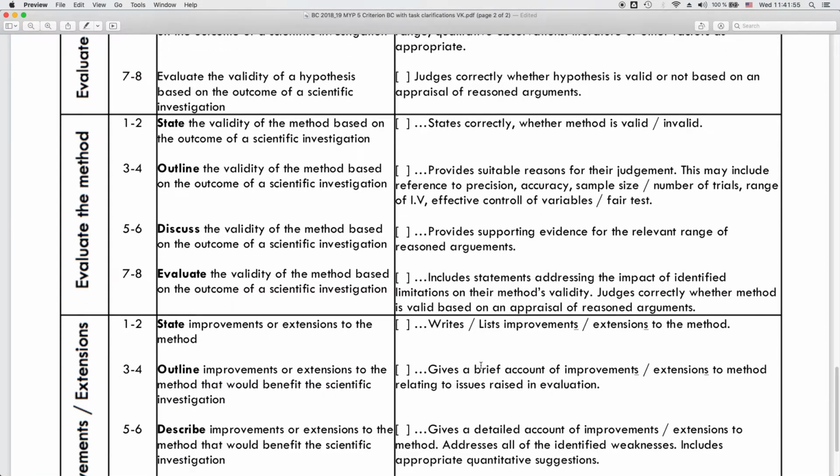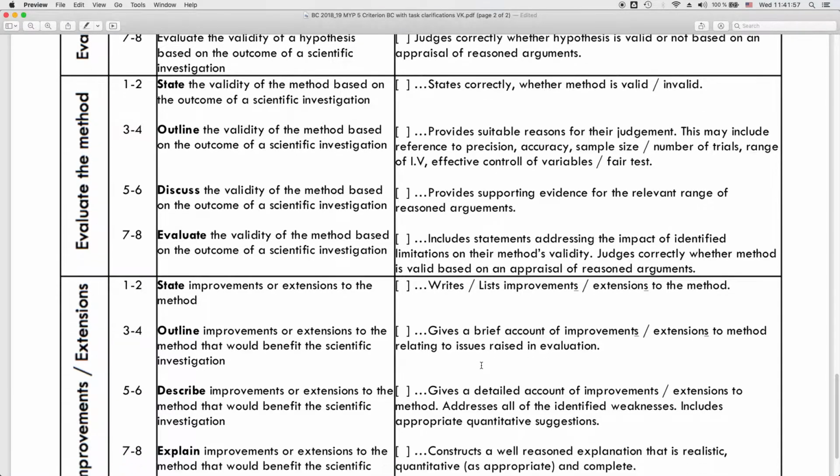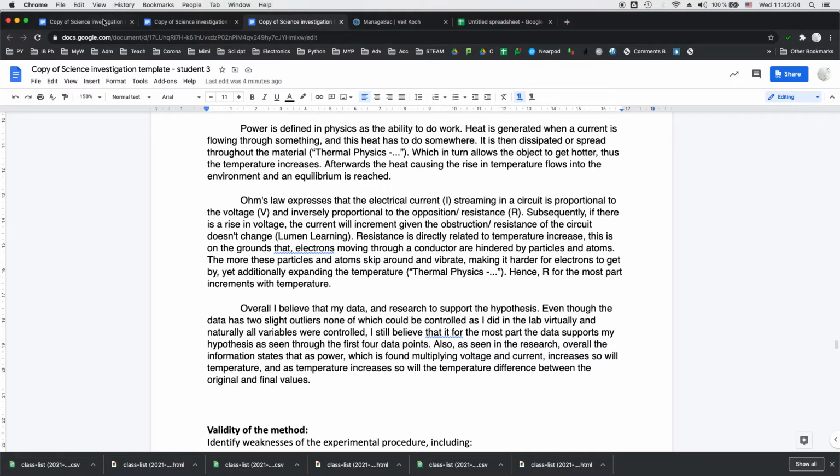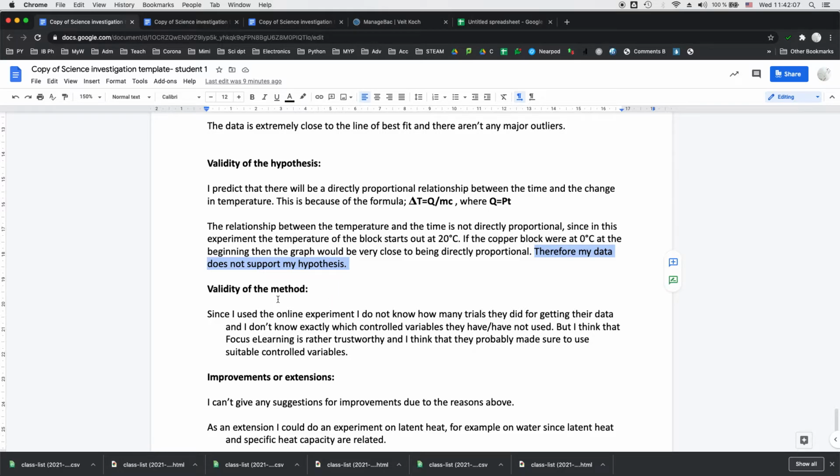So evaluating the method, there are 2 things left: evaluating the method and then improvement and extensions. Let's have a look at the first one. Evaluating the method, validity of the method.